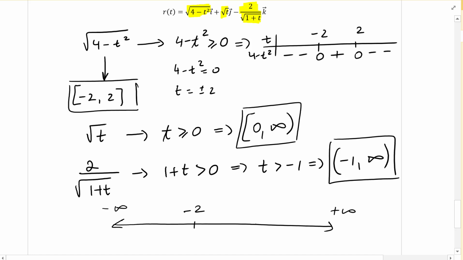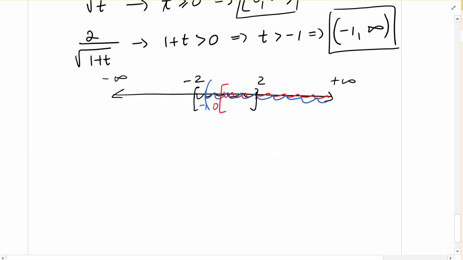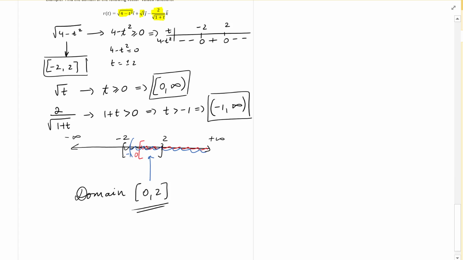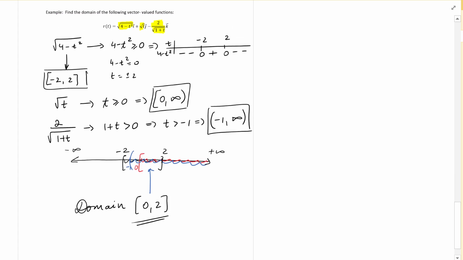So we are going to intersect all these intervals that we figured out here. So negative 2, 2, 0, infinity, and negative 1, infinity. So the place where all of them overlap, the black line, the red line, and the blue one, is this one. So the domain is given by the interval [0, 2]. On this interval, all these functions exist.